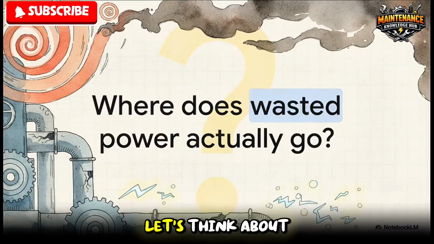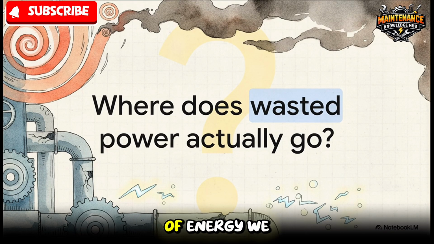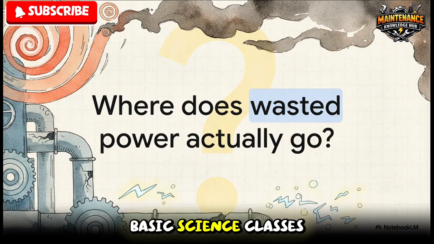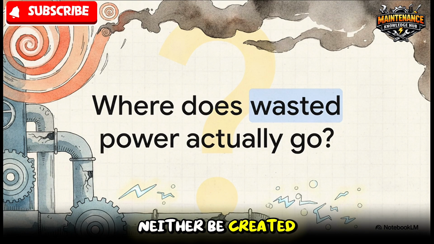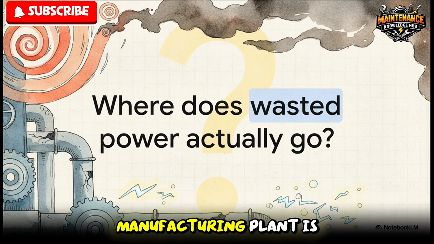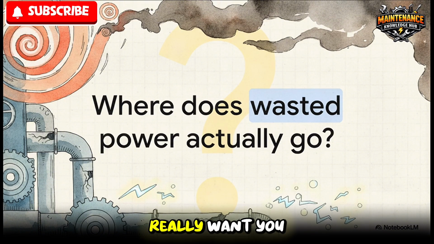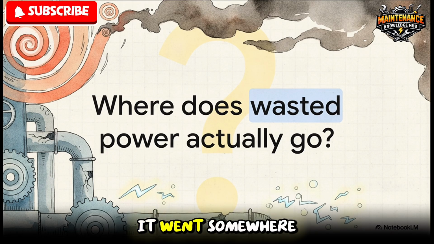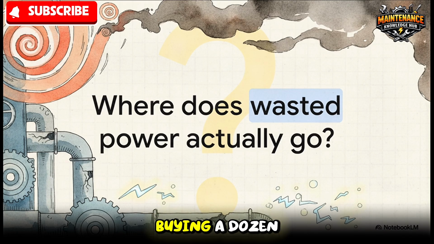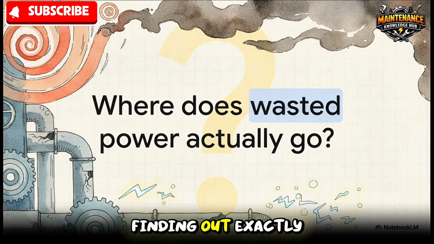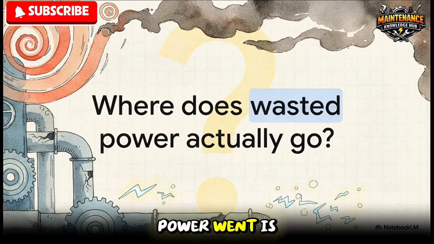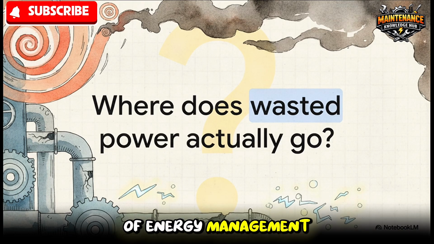To kick things off, let's think about the journey of a single joule of energy. We all learned in basic science classes that energy can neither be created nor destroyed. So if a manufacturing plant is operating at only, say, 60% efficiency, I really want you to ask yourself, where did that other 40% go? It didn't just vanish into thin air. It went somewhere. That's literally like buying a dozen eggs and throwing 5 in the trash every single time. Finding out exactly where that wasted power went is the central puzzle of energy management.